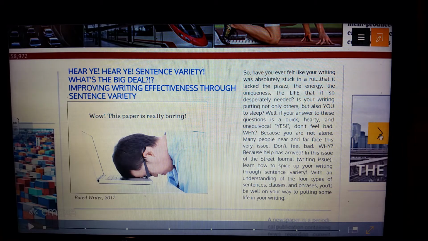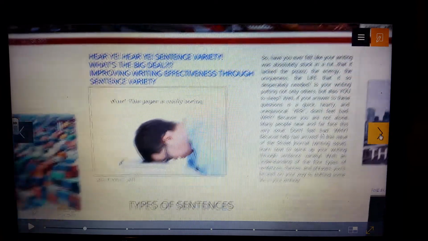In this issue of the Street Journal, Writing Issue, learn how to spice up your writing through sentence variety. With an understanding of the 4 types of sentences, clauses, and phrases, you'll be well on your way to putting some life in your writing.